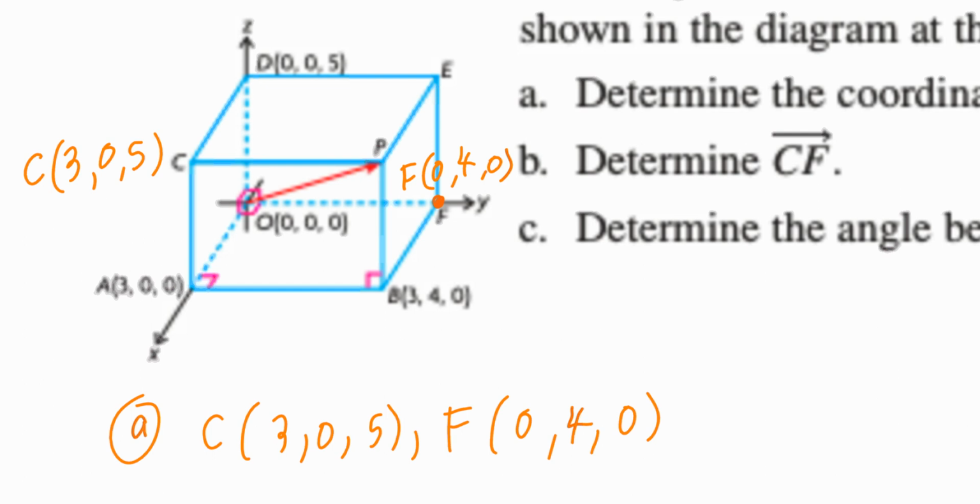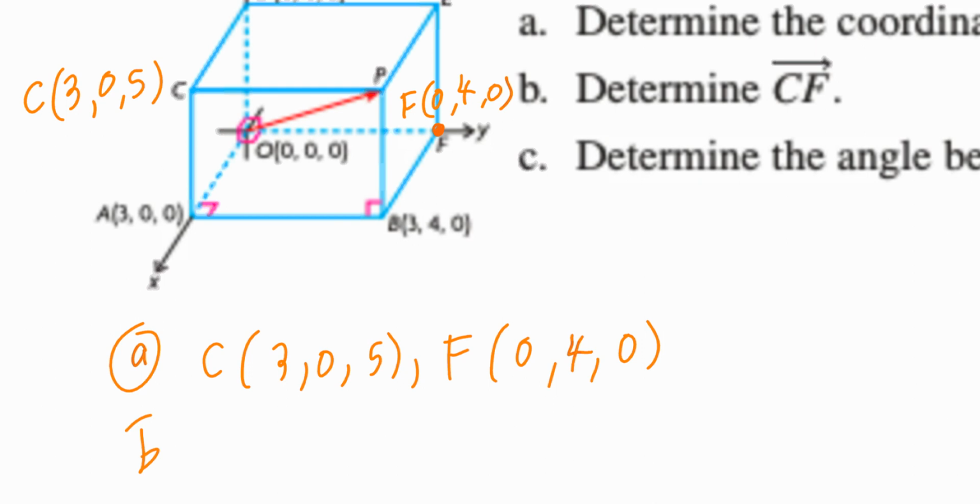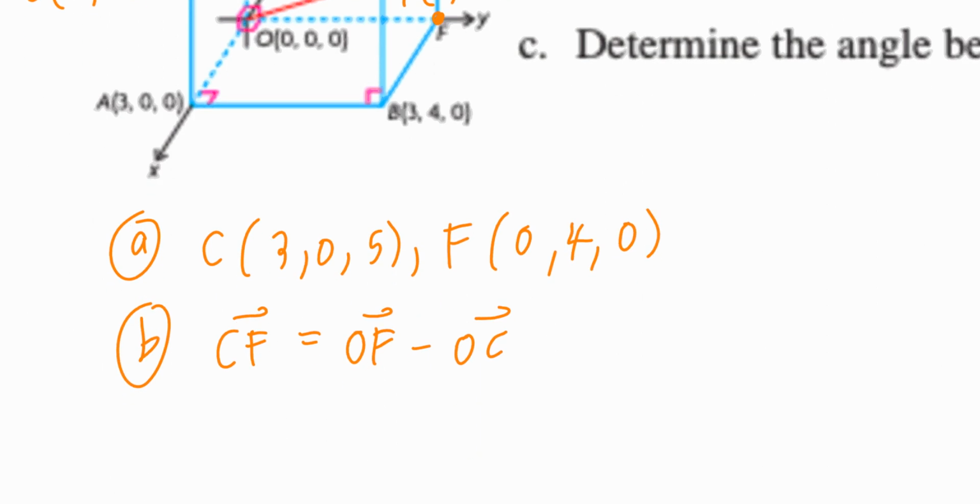Part B, determine the vector CF. By definition, any vector in general is always the final minus the initial. So in this case, to find vector CF, you're taking OF minus OC. And since you're given these from part A, O is the starting point, 0, 0, 0, also known as the origin. So vector OF is going to be 0, 4, 0, and vector OC is going to be 3, 0, 5.